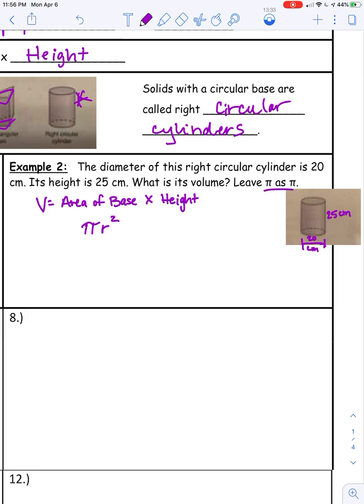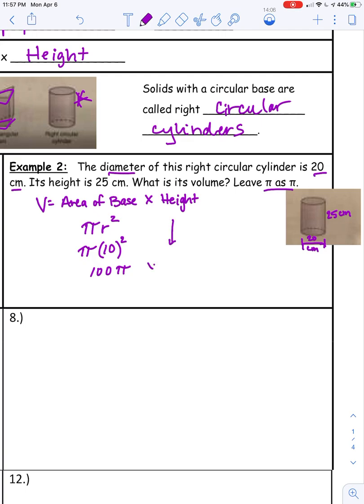So we're going to leave pi as pi. So we have pi, and I need the radius. 20 centimeters is the diameter. Right? So we need half of that for the radius. So we're going to do pi times 10 squared. And that gives us 100 pi. When you write your pi, you should move that over to the right of your number. So we have 100 pi for the area of the base.